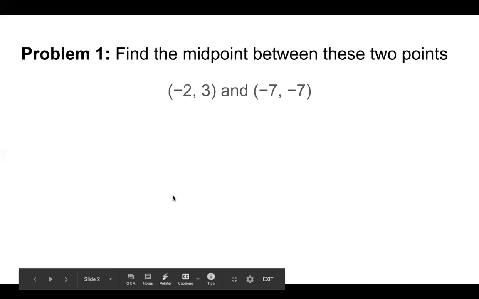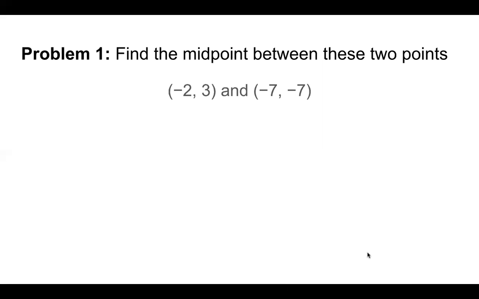What we want to remember for finding the midpoint is that there's 2 main steps. Step number 1, we add. Step number 2, divide by 2. So the math here is really easy. It's just addition and division. We just need to remember what we're adding and what we're dividing by 2.